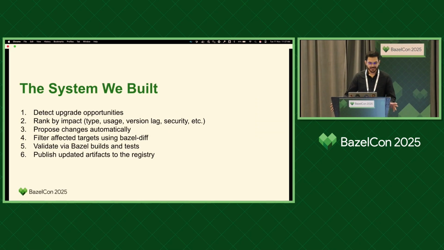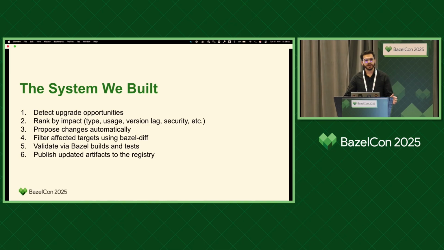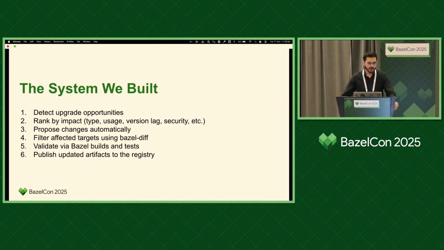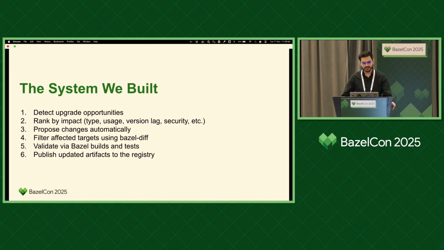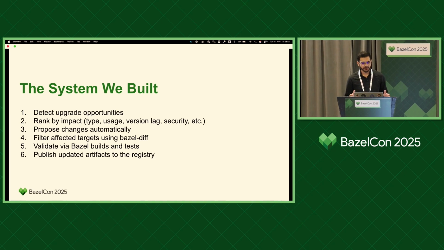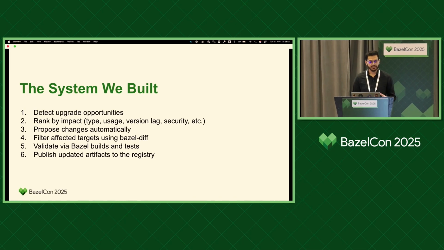So we have built a system, and there are 6 different steps involved, starting with the detection of upgrade opportunities, which is basically the number of dependencies for which an upgrade is available. Once we have detected the upgrade opportunities, the next step is to rank these opportunities by impact, and there are several factors using which we do that, including the type of dependency upgrade, usage of the dependency, version lag, and security. Once we have the ranked opportunities, the next step is to propose changes, and the outcome of this step is the system proposes one or more dependencies to be upgraded.